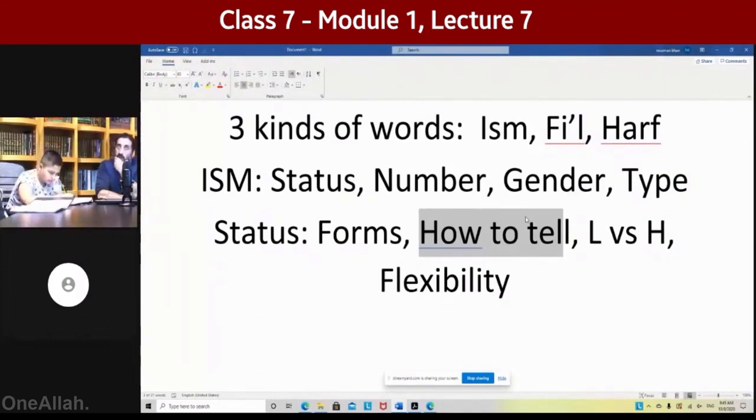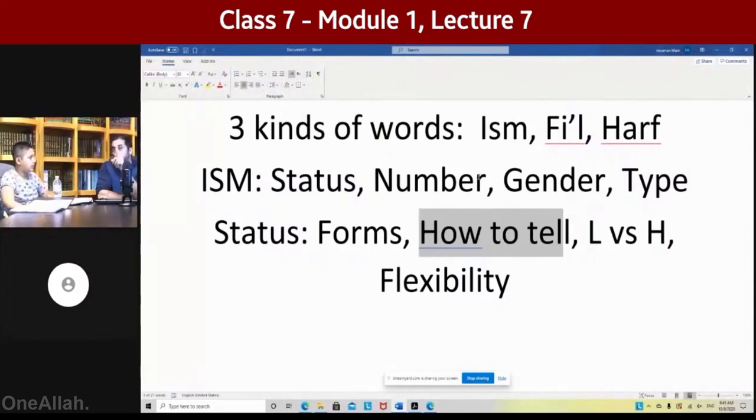Good. So how do you tell 2 rafa and 2 nasab and 2 jar? By the ending combinations. What's the 2 rafa combination, 2 nasab combination, 2 jar combination? Muslimani, which means the ani ending. So ani would be 2 rafa, and then the ayni would be 2 nasab or 2 jar. I want to hear the word 2 every time.